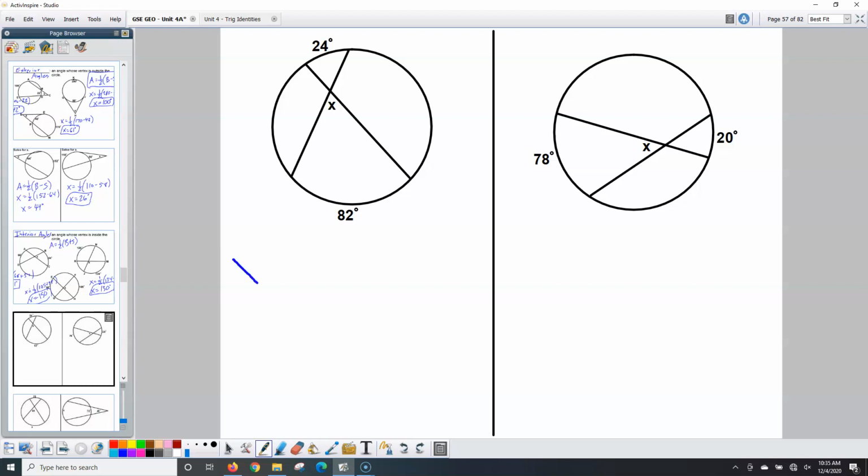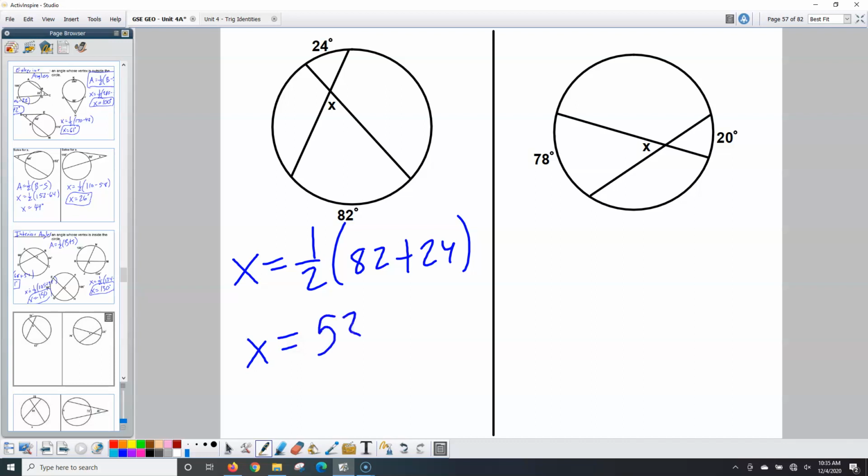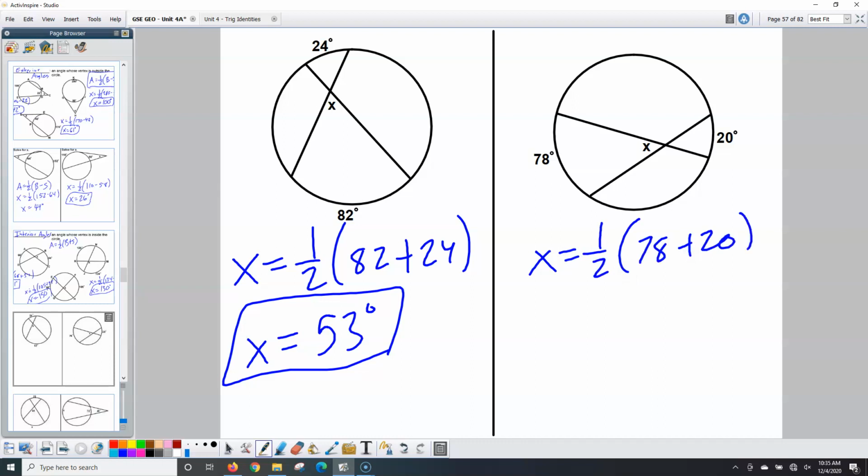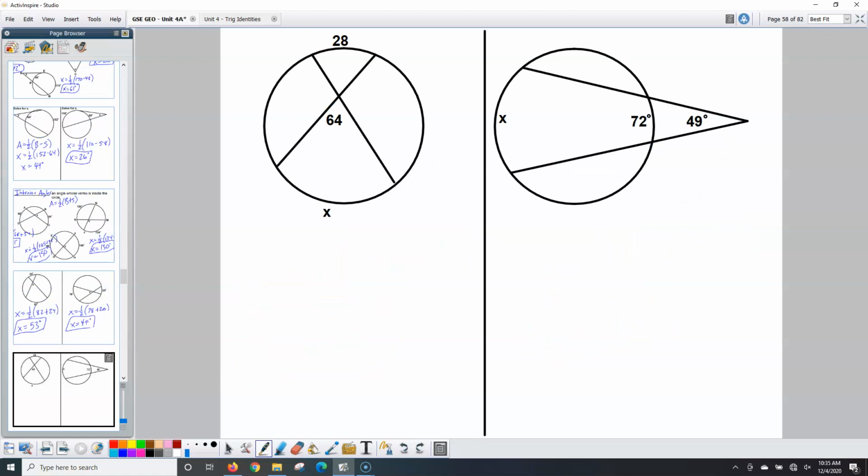All right, I've got X, the interior angle equals 1/2 big arc plus the small arc. And when I punch all that in my calculator, I think that's 106.53. And on the right side, I've got the angle equals 1/2 big arc plus the small arc. That equals, I think, 49 degrees. Okay. Now, those are real nice and easy. These are a little bit different.